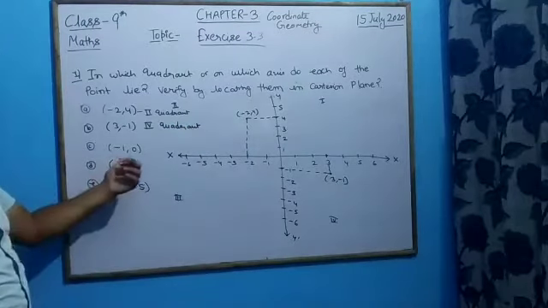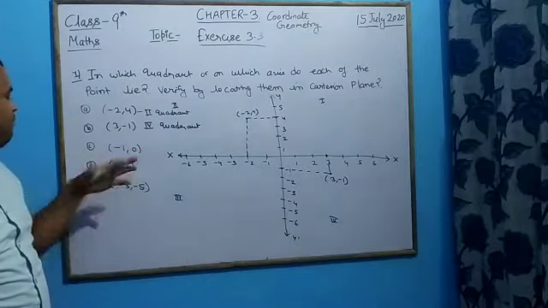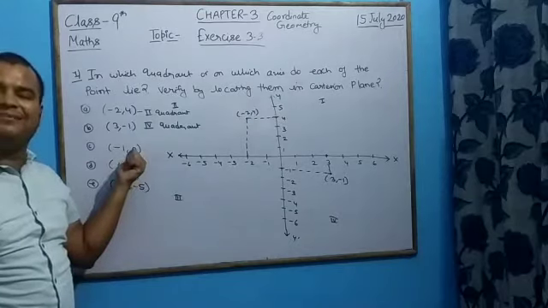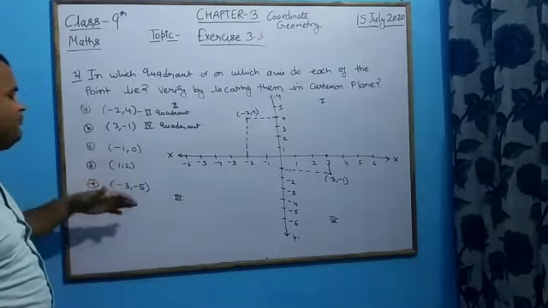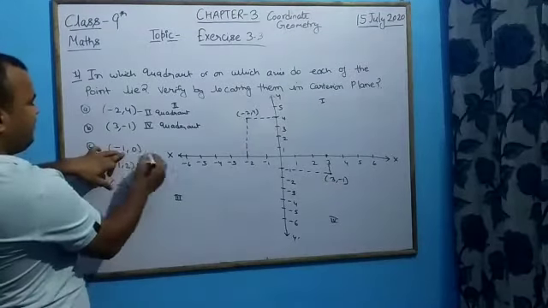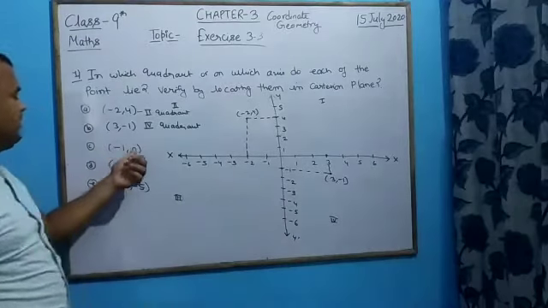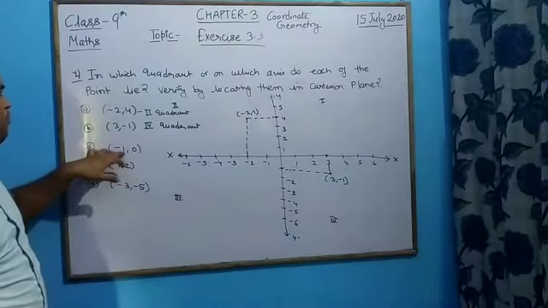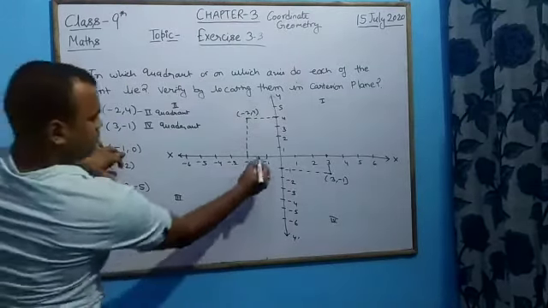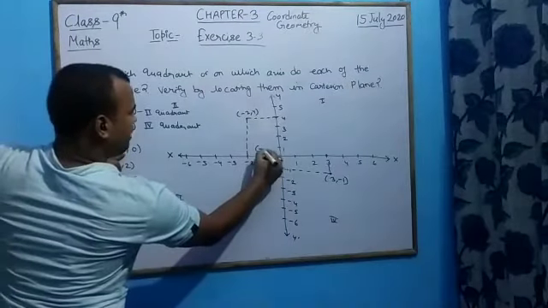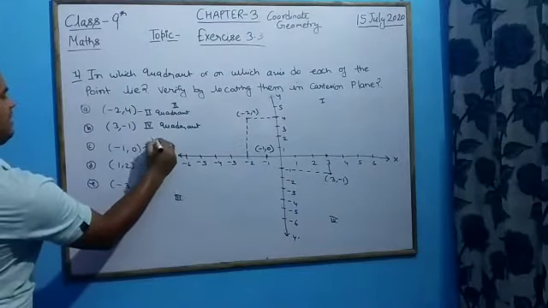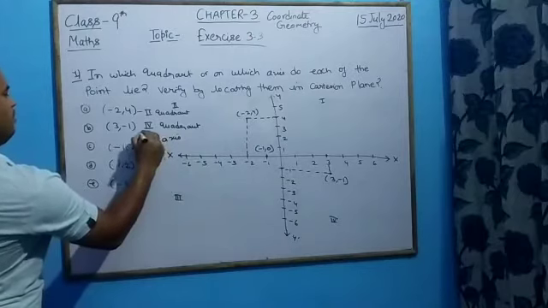Now proceeding to the next one, minus 1 comma 0. Here I may tell you that whenever the y coordinate is 0, that point will lie on the x axis. Like here, the y coordinate is 0, so the point will lie on the x axis. Here x is minus 1, so this is the coordinate minus 1 comma 0. So I can write that it lies on the x axis.